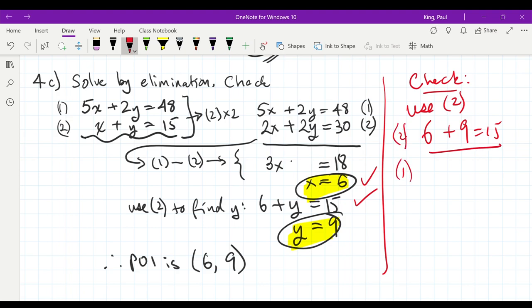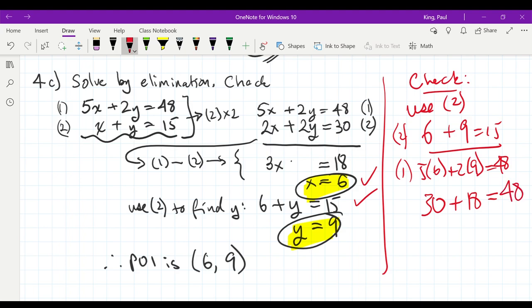Using equation 1, we can see that 5 times 6 plus 2 times 9, is that equal to 48? Okay, let's see. We have 5 times 6 is 30. 2 times 9 is 18, and yeah, 30 plus 18, that's 48. Okay, so they both work out.